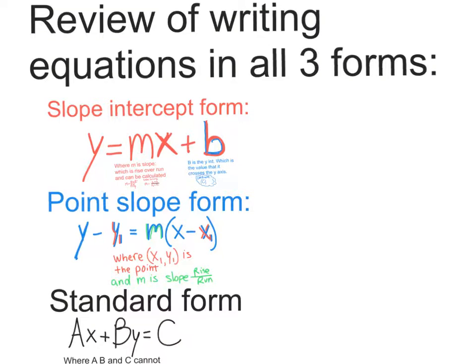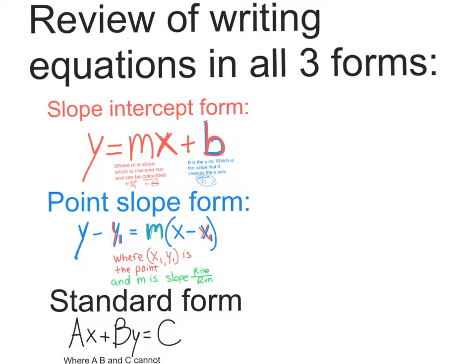A huge portion of the midterm next week will be on writing equations, and you need to know all three different forms of writing equations. Slope-intercept form, y equals mx plus b. Point slope form, y minus y1 equals m parentheses x minus x1. And standard form, capital AX plus capital BY equals capital C. Now each one of these forms, it's just the way they look, right?